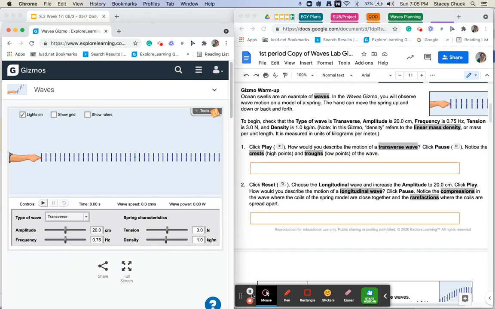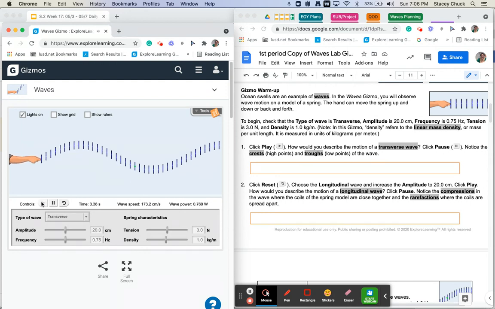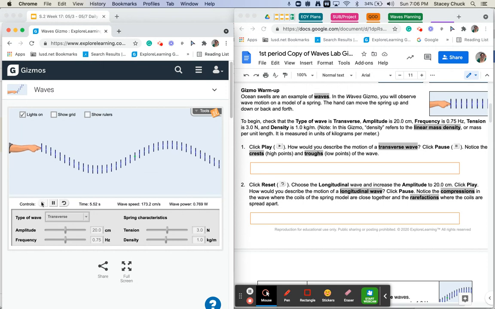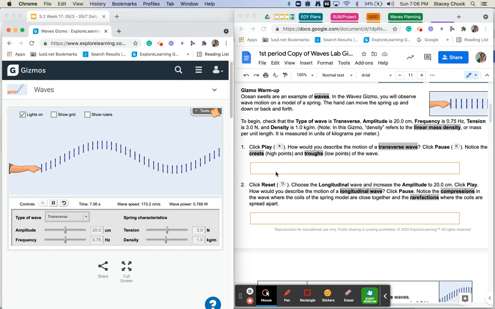So here's where it's important to make sure that you check all your settings, because if you don't set everything to what it says, you'll observe something slightly different than what you're supposed to be looking at. So let's see. All right. Here on our Gizmo screen, we have our settings all set correctly per the instructions, and we're now going to hit play. It says, notice the crests, the high points, and troughs, the low points of the wave. How would you describe the motion?